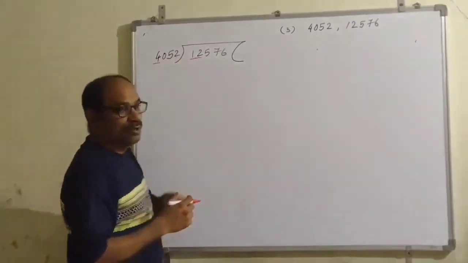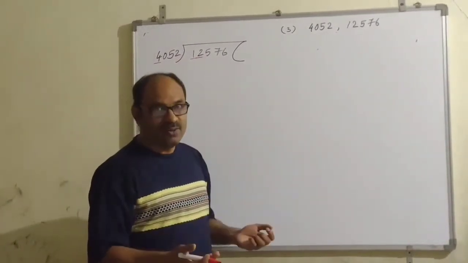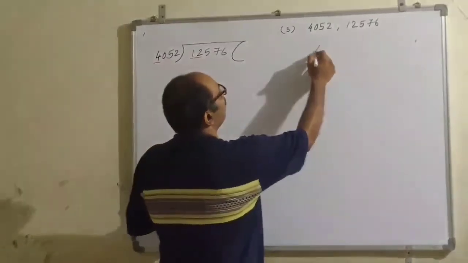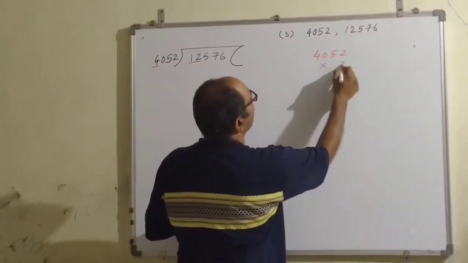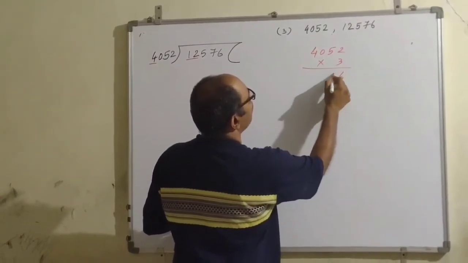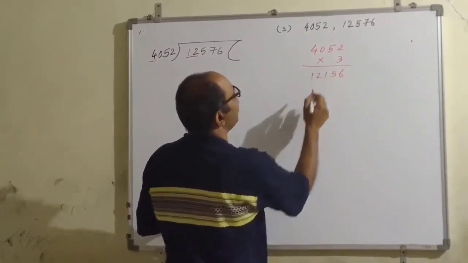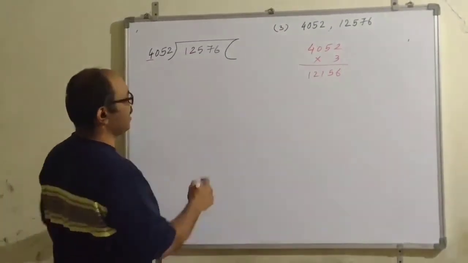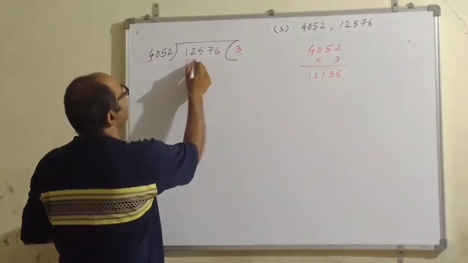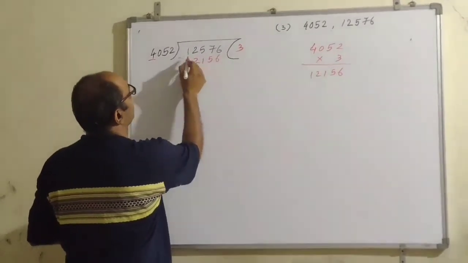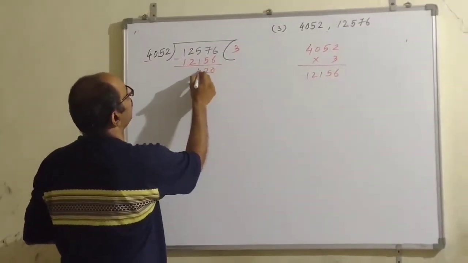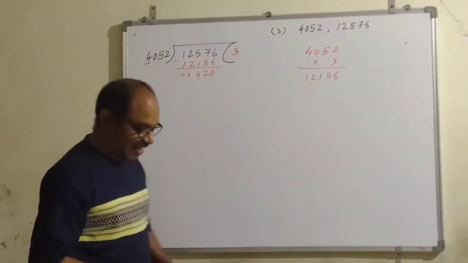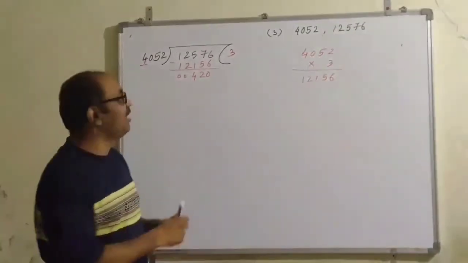Say 4 ones are table till you get 12. 4 3s are 12. But I don't want 4 3s are. What I want is 4052 3s are. Let's see. 6, 15 and 12. Is that okay? Yes. It's divisible. So let's take 3s are 12156. Subtract 0 2 4 and this is 0 0. You may write, you may not write. But you didn't get the remainder 0, so the division will continue.